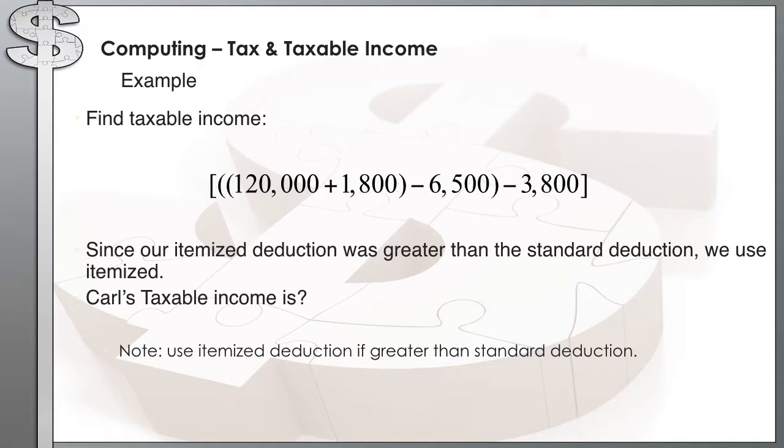So now plugging in the numbers, you can see we have the 120,000 plus the 1,800 minus the 6,500 minus 3,800, which is his personal exemption. And so when we plug in the numbers and do the calculation, Carl's taxable income comes to $111,500.